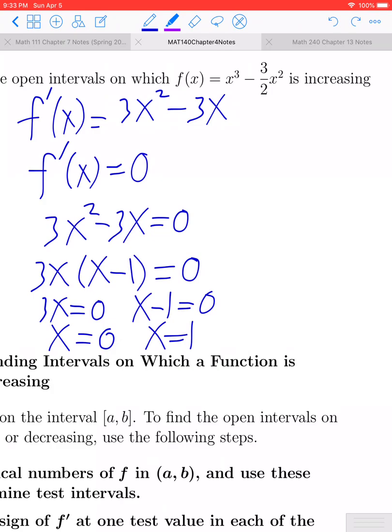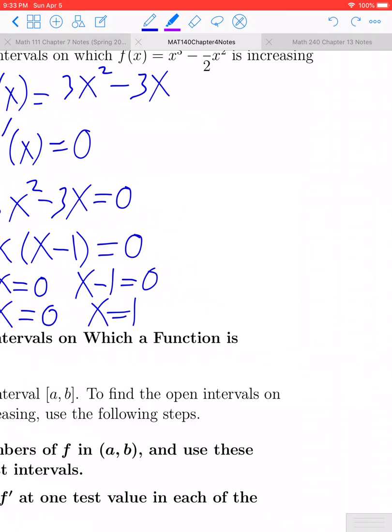So in order for the derivative to change signs, it has to pass through a 0. Namely, it has to pass through either x equals 0 or x equals 1. Which means if I go to a sign chart on this, which is what we're going to do a lot in this section, I have two numbers.